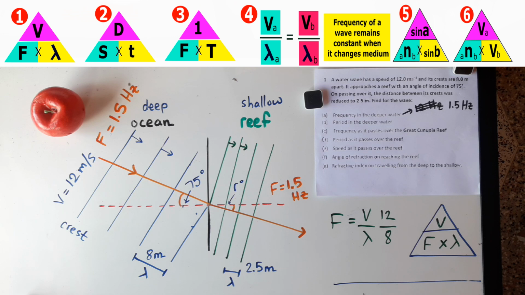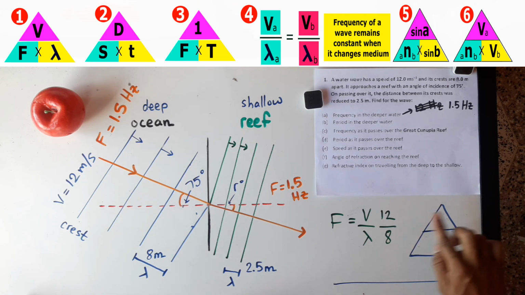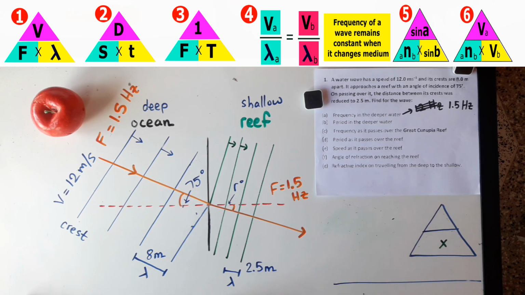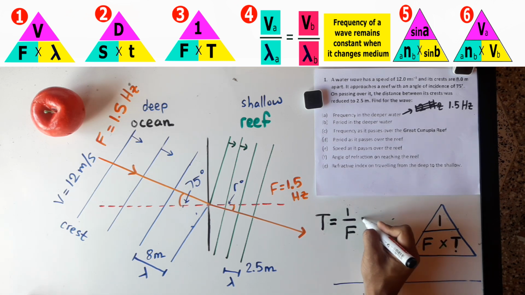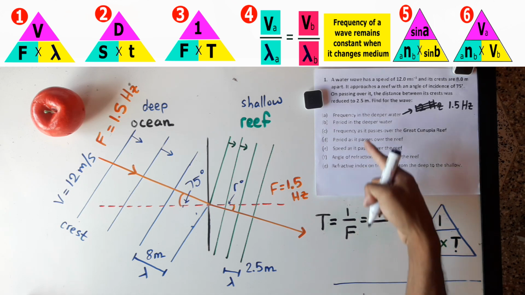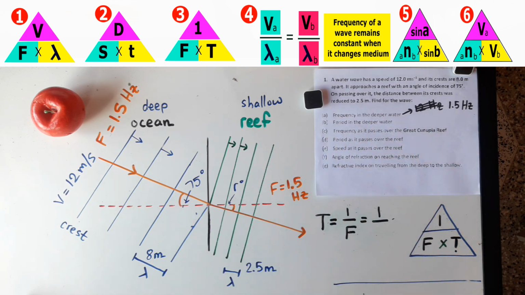All right. What is the period in the deeper part? When they say the period, they're referring to the periodic time. So let's look for a formula with the periodic time. That's the one with the capital T, formula 3. Everyone look at formula 3. 1 is equal to frequency multiplied by the periodic time. Capital T is what we are trying to find, so it's 1 divided by the frequency. The frequency in the deep part, because part B is referring to the deep part, is 1.5.